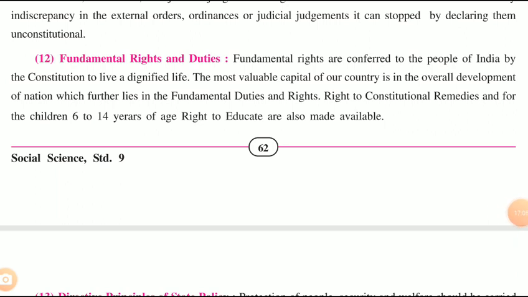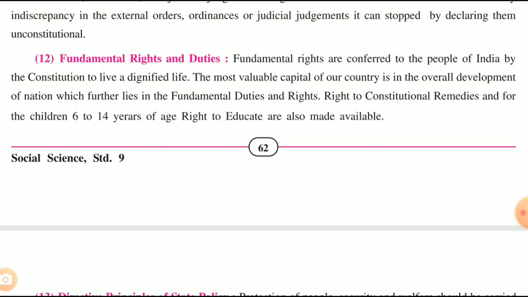12th feature is fundamental rights and duties. Our constitution has defined the rules that are rights and duties for citizens of India in a very vivid and well organized manner. There are certain fundamental rights that are allotted to citizens of India, that are right to vote, right to speak, right to freedom, right to live, and one of the most recent is right to education.